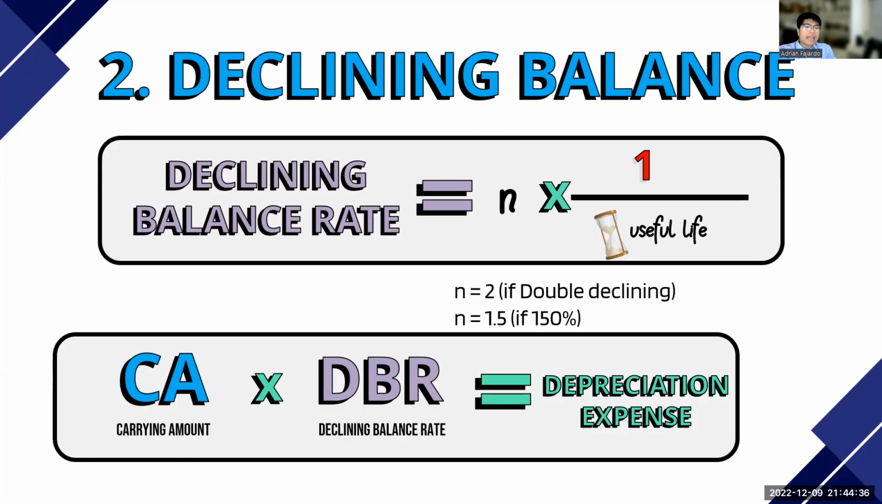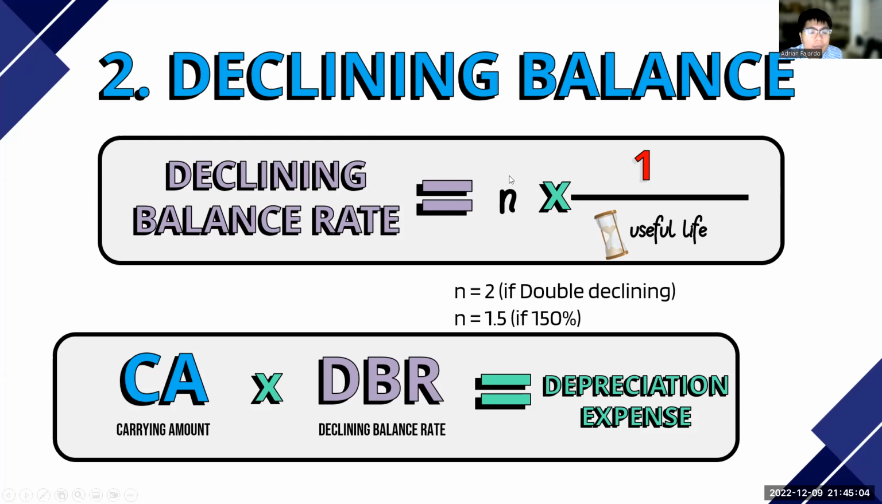Si boss 2, declining balance. And sa declining balance, paano ulit tayo mag-solve? Unlike straight line where you want to get your annual depreciation expense, si declining balance, you want to get your DBR or your declining balance rate, which is N times 1 over useful life in years. So N, okay, sa lahat ng exercises na binigay namin, double declining palagi because it's the most common.